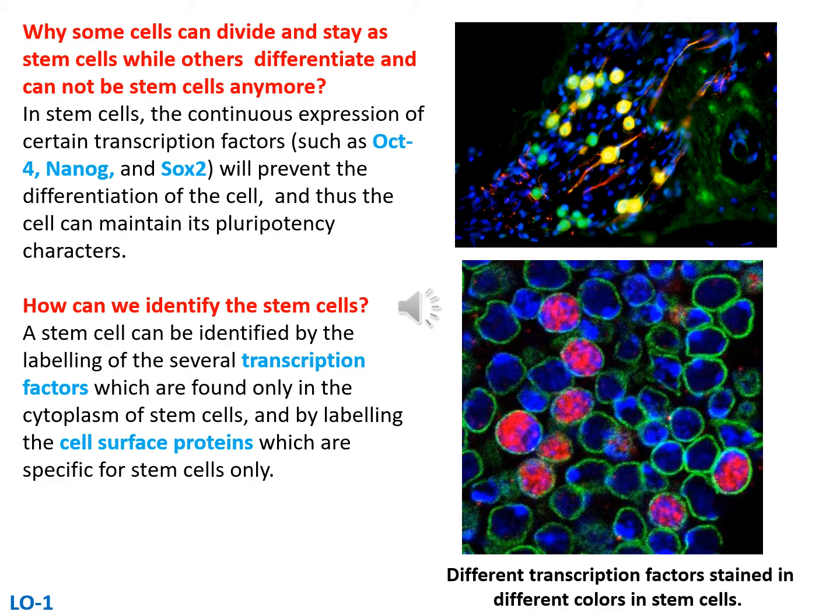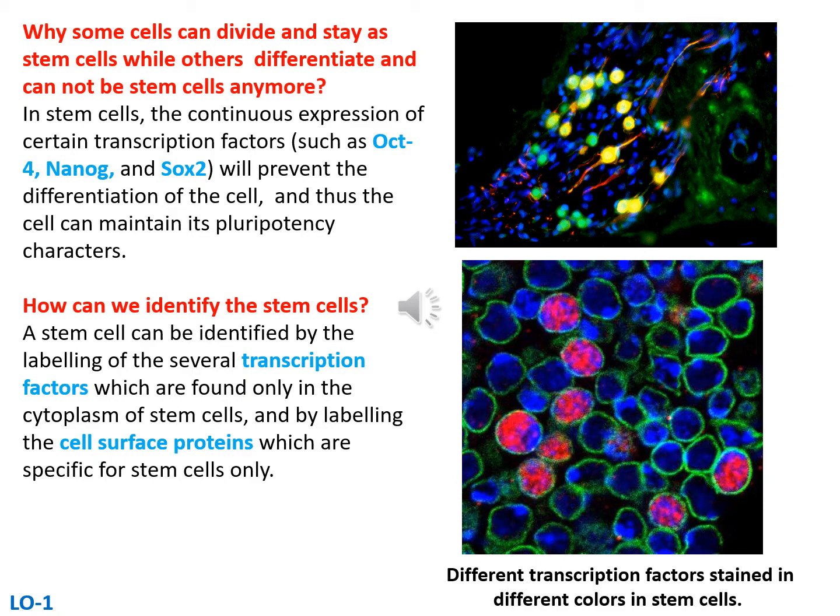So what is the meaning of pluripotency? Any cell that is capable of giving rise to different types of cell lines. For example, you have already studied the inner cell mass during the blastocyst stage. This is the one that will give rise to all the three germ layers, ectoderm, endoderm, and mesoderm. So they are pluripotent, right?